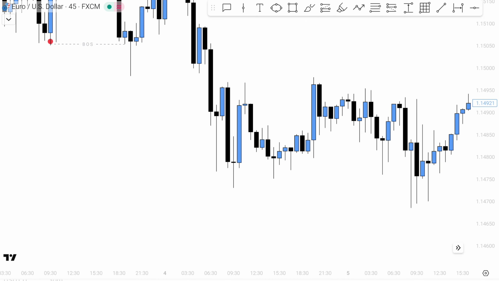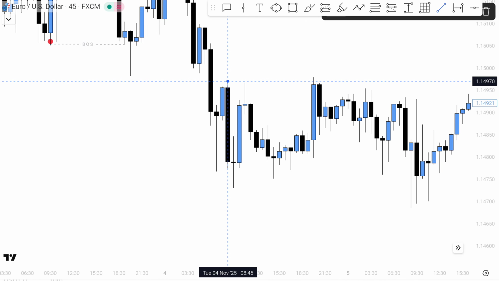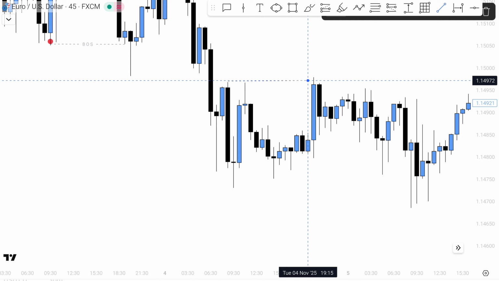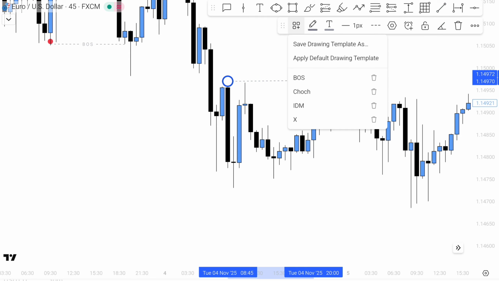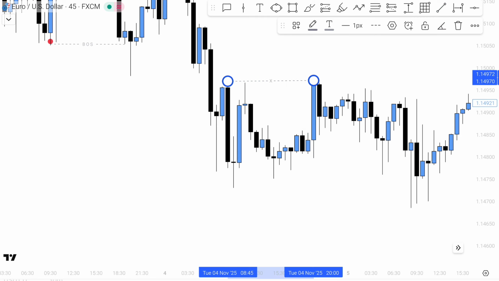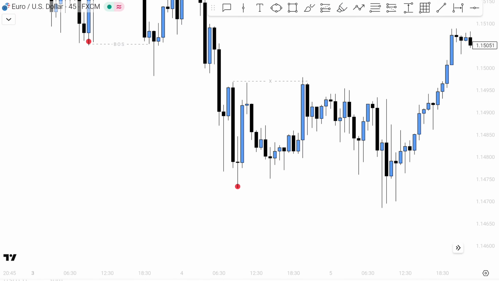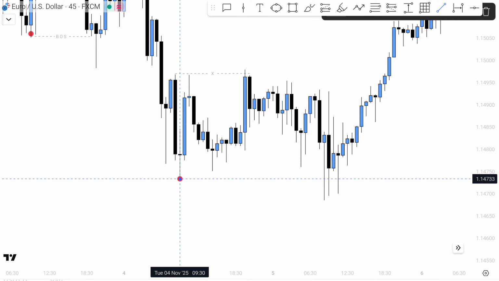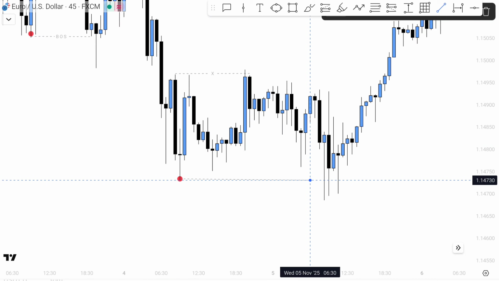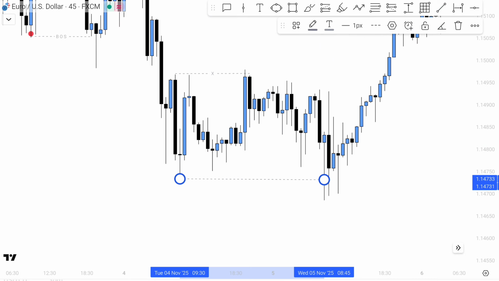Now which is our next pullback? This point is the next pullback, and market has taken the liquidity. So this is our liquidity taken by the market, and the same liquidity taken confirms our new lower low, which is at this point. And as you can see that at this point market hasn't closed the candle below this point, so this is the liquidity sweep.